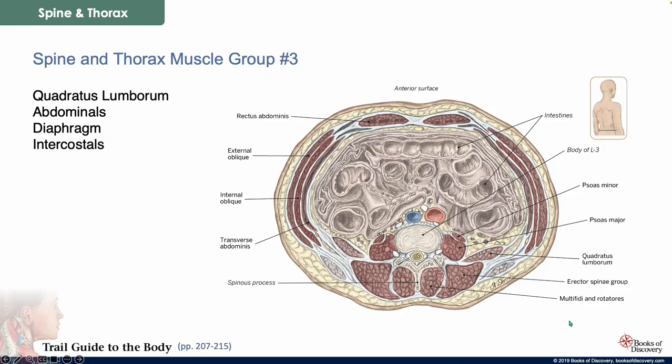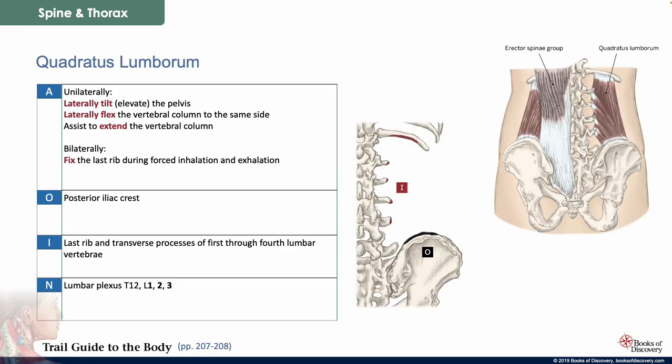So there's 4 muscles we're going to go over that are in the spine and thorax group 3. Do you guys remember him? This is your QL. This is the muscle that I had you guys palpate last week and try to release with fingers and elbows gently.